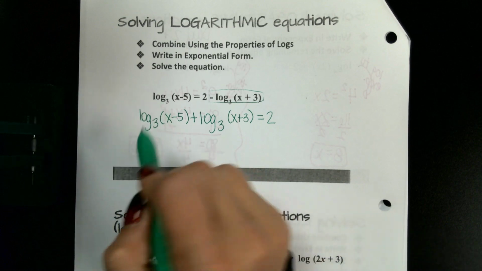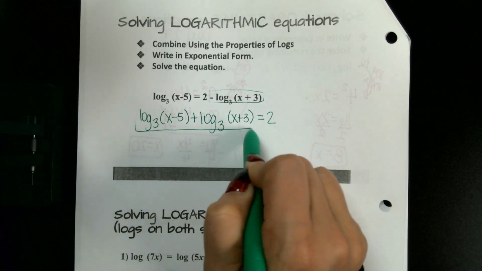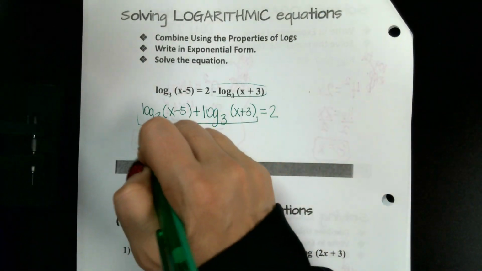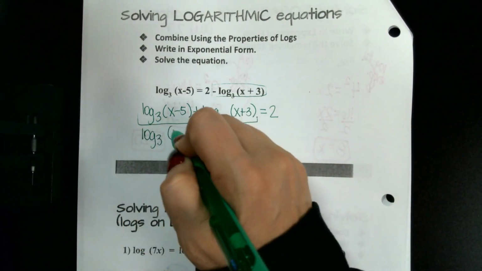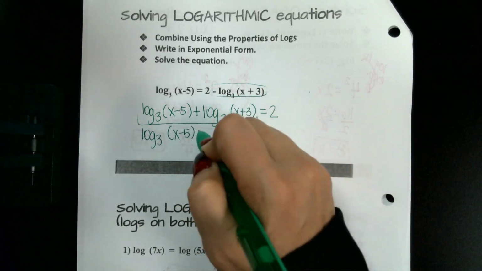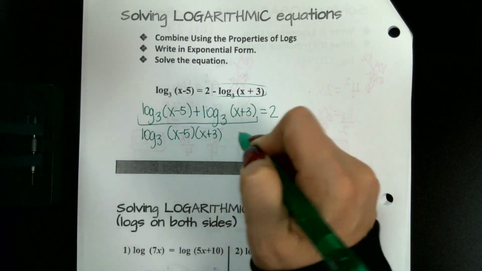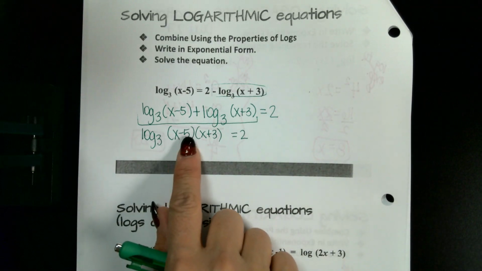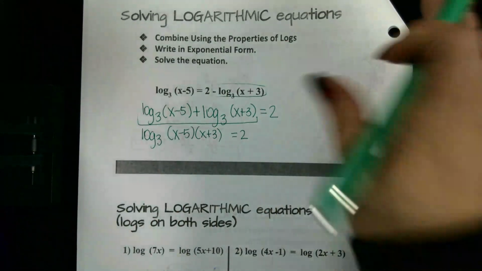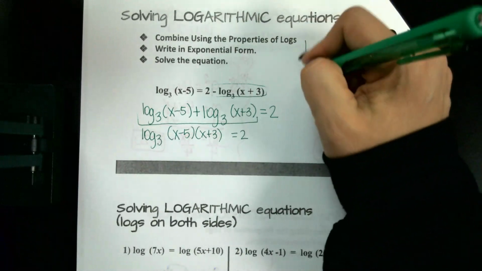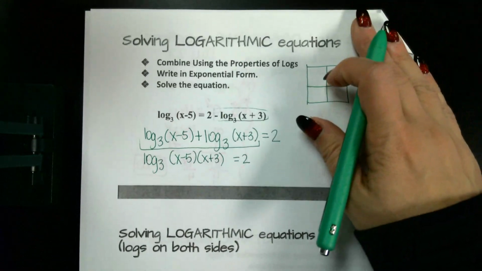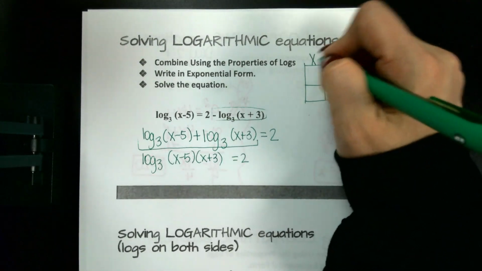Okay, so now, how do we combine these two? How do we condense them? Since it's addition. Yep, so log base 3 of x minus 5 times x plus 3 equals 2. How are we going to multiply a 2 by 2? What do we use? We use a box. Good job.